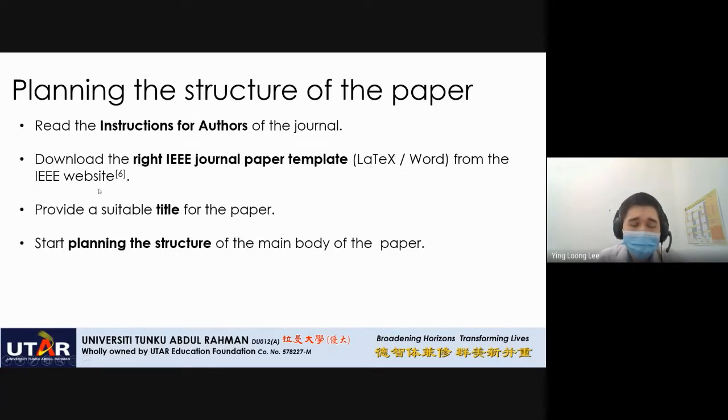Okay, and then provide a suitable title for the paper. So we need to think of a very good title that is impressive, yet it reveals the technical novelty behind the work. And then based on the information that you collect from the instruction for authors, you can start planning the structure of the main body of the paper. So that is from introduction to the conclusion, as well as the abstract.